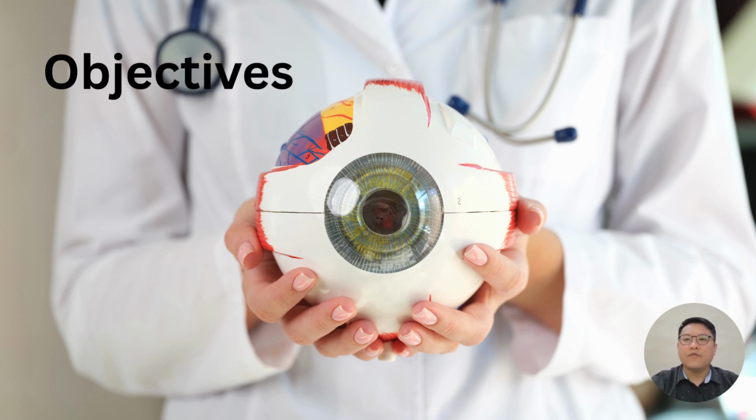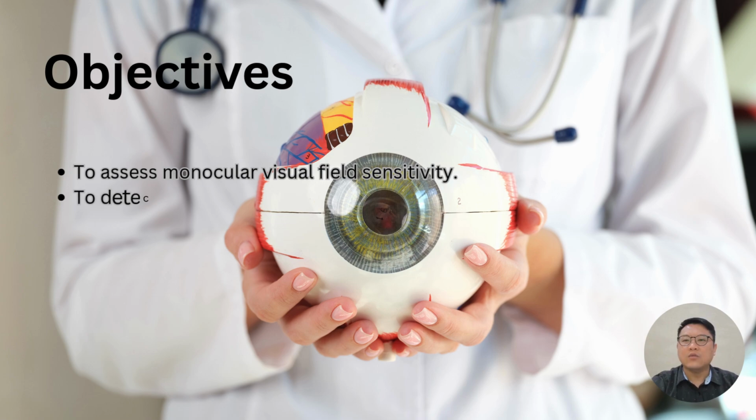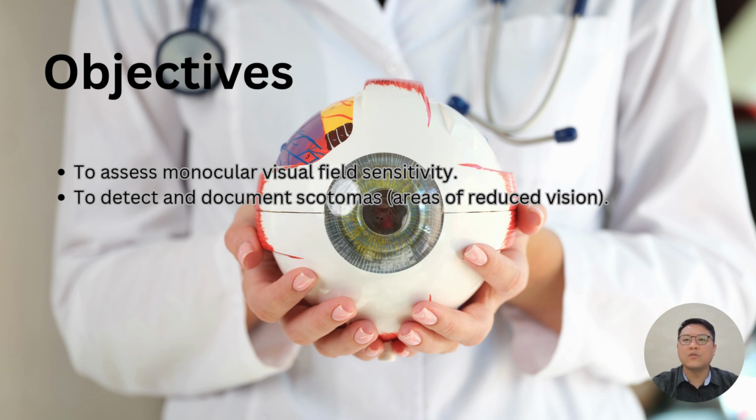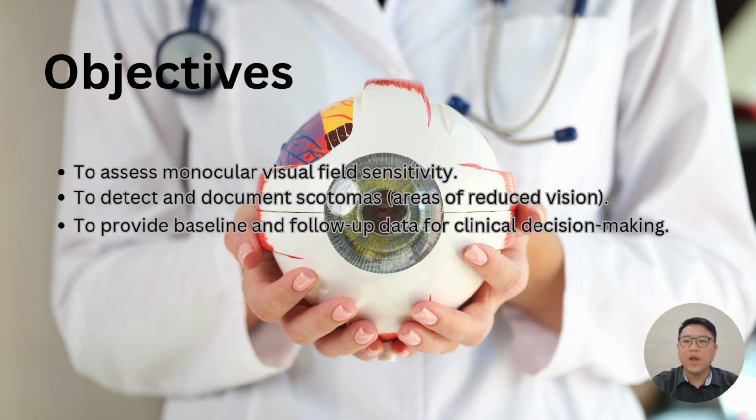The main objectives of this test are: first, to assess monocular visual field sensitivity, allowing us to measure how well each eye detects visual stimuli. Second, to detect and document scotomas, or areas where the patient has reduced or lost vision. Third, to provide baseline and follow-up data that will help clinicians make informed decisions for diagnosis, treatment, and monitoring of eye and neurological conditions. By achieving these objectives, we can ensure early detection of vision problems and track change over time for better patient care.